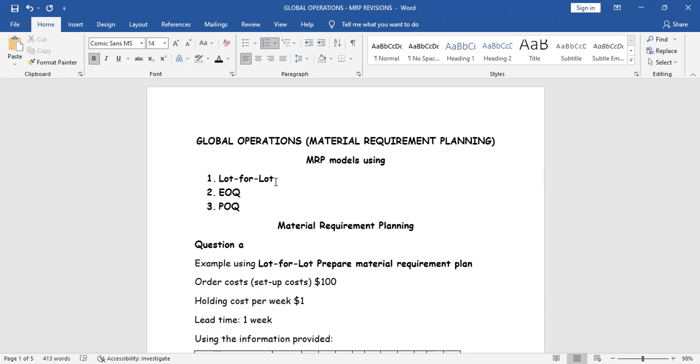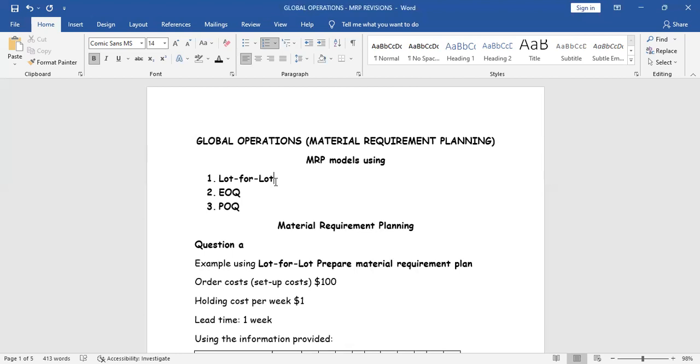All right. With economic order quantity, we use the EOQ, which was discussed earlier in our tutorials, where we use the formula to calculate the economic order quantity, which is the ideal quantity at which a firm minimizes its holding and ordering cost.